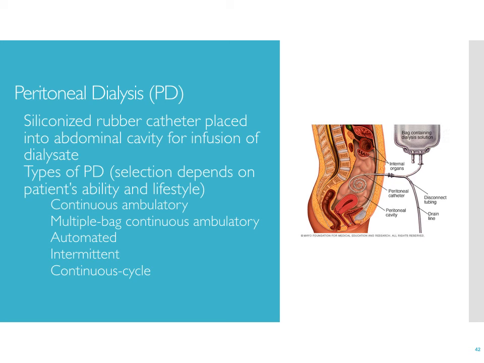so that the changes occur, it will draw out fluid. It will also draw out the high levels of electrolytes and the other exogenous wastes that are there, and then it's emptied. And so we have different types of peritoneal dialysis: continuous ambulatory, multiple bag continuous ambulatory, automated, intermittent, and continuous cycle. What I'm talking to you about more is the intermittent variety.